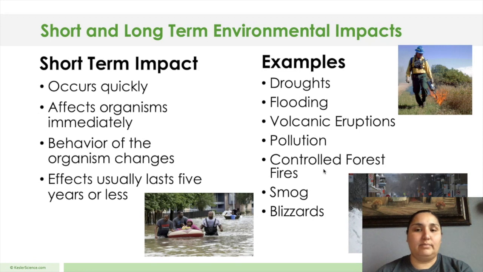And plants may be ripped away very quickly, but normally the water subsides, and once again, the effect is less than 5 years. Volcanic eruptions, pollution, controlled forest fires, smog, and blizzards. These are very quick, but for the most part, nature has a way of recovering from these fairly quickly.